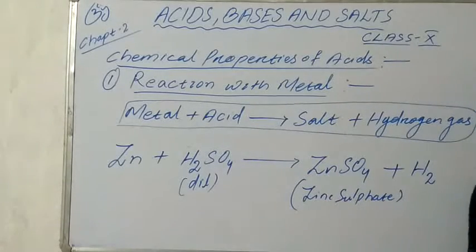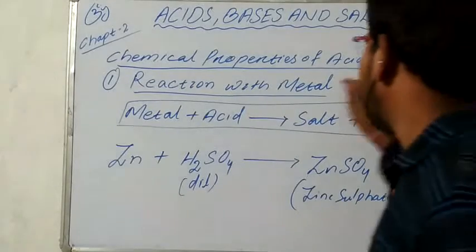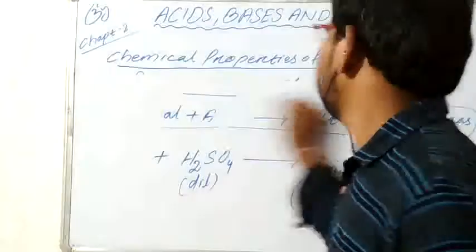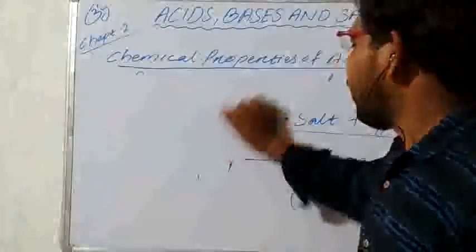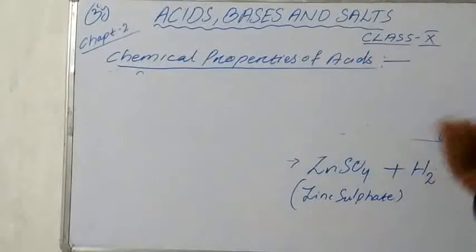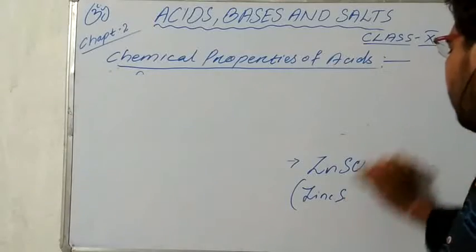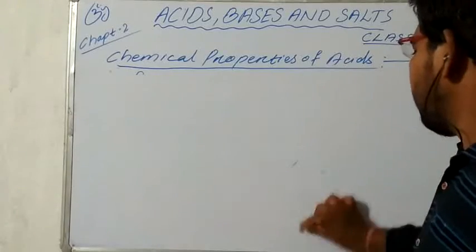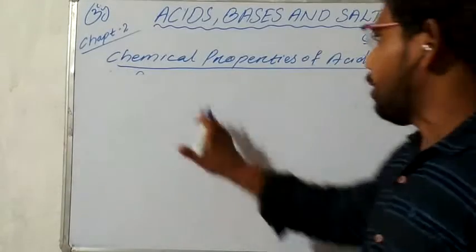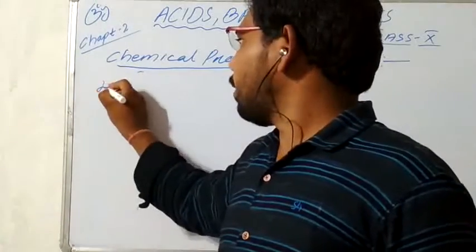The next property is reaction with metal carbonate, when acids react with metal carbonate. For example, calcium carbonate, CaCO3, is an example of a metal carbonate. The second property is that acids react with metal carbonate.